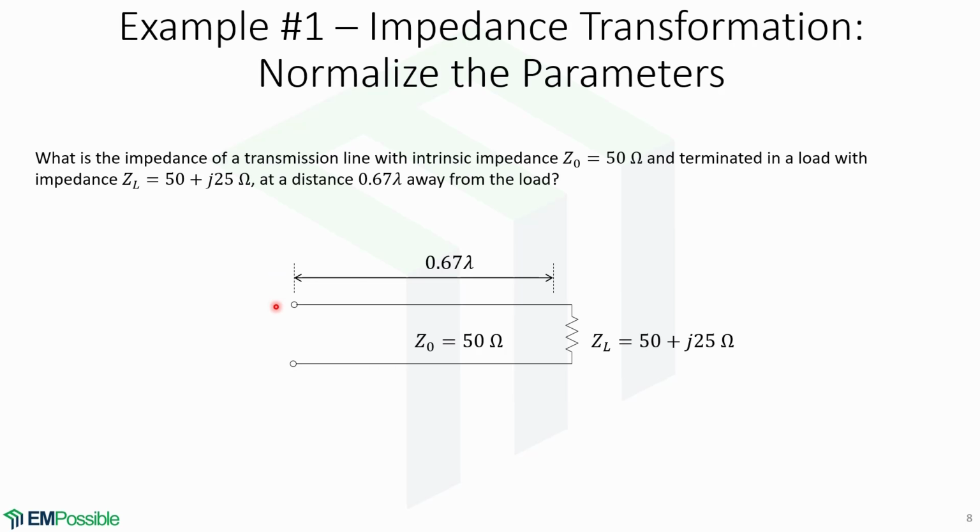This is an example on how to do impedance transformation on Smith charts. We have a transmission line that is connected to a load. The question is, what is the impedance of this transmission line with intrinsic impedance of 50 ohms and load impedance of 50 plus j25 ohms at a distance 0.67 wavelengths away from the load?